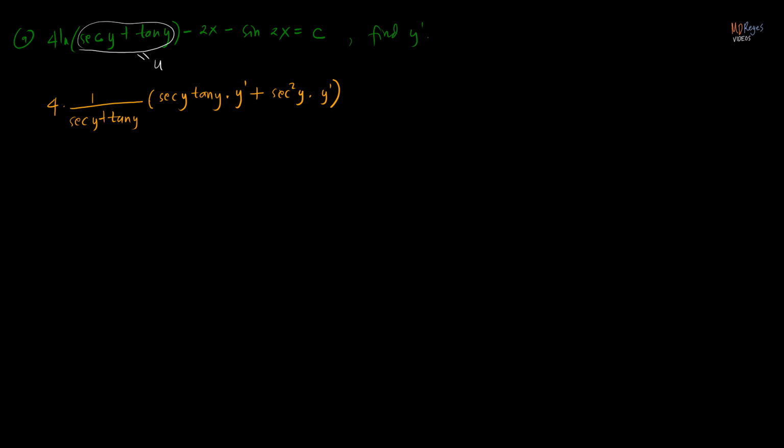Alright, now we go to the second term, minus 2x. So minus the derivative of 2x with respect to x, which is just 2, minus the derivative of sine of 2x, which is cosine of 2x, times the derivative of the angle, 2x, which is 2, equals the derivative of a constant, which is 0. Okay, we'll just solve for y prime. Next thing to do is distribute 4 over secant y plus tangent y inside the parenthesis. Okay, so that's what we're going to do in the next step.